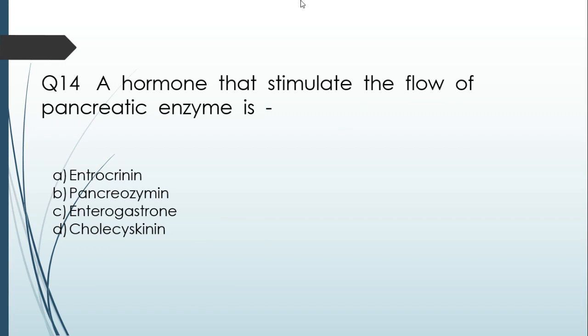Question number 14. A hormone that stimulates the flow of pancreatic enzyme is option A endocrine, option B pancreatic, and option C enterogastrone, and option D cholecystokinin. And its answer is pancreatic and cholecystokinin.